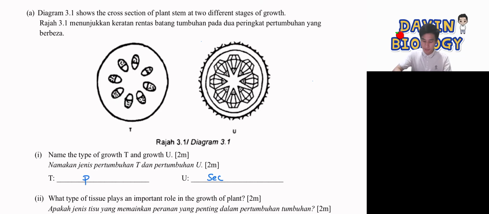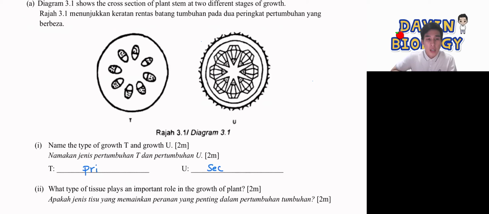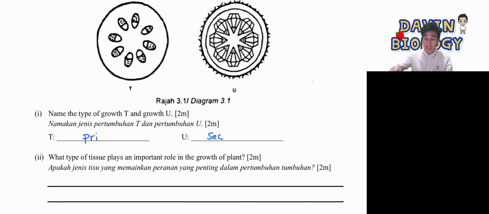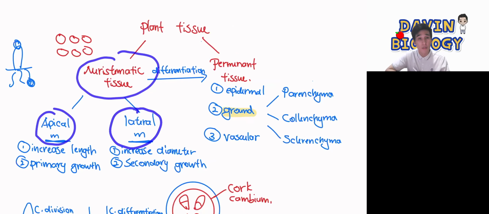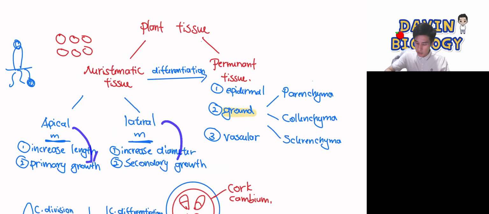Primary, secondary. Easy. Type of tissues. What type of tissues plays an important role in the growth of plants? 2 marks, right? So remember, primary, secondary, each involved different kinds of tissues. What already? Just now, growth is these 2, your meristematic. So these 2, apical, lateral. Apical is for primary, lateral is for secondary. That is what they want.